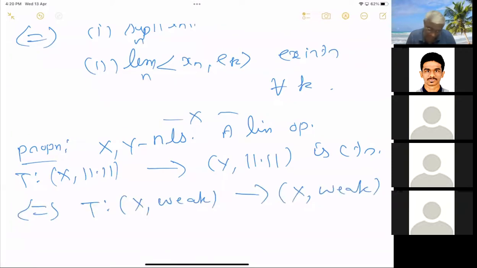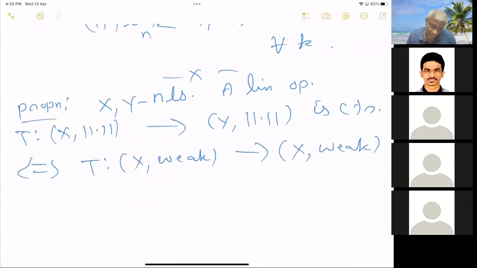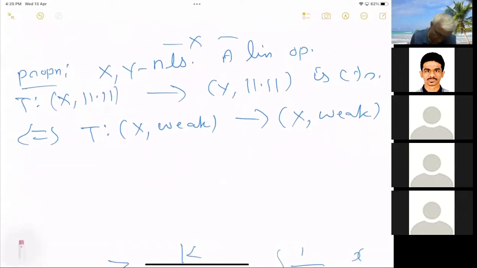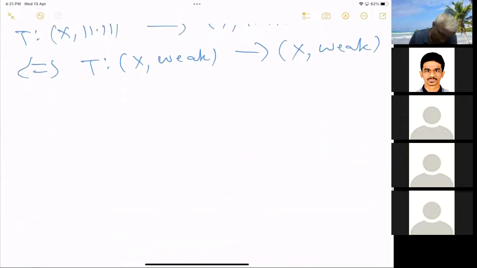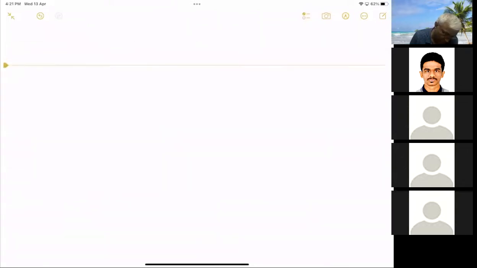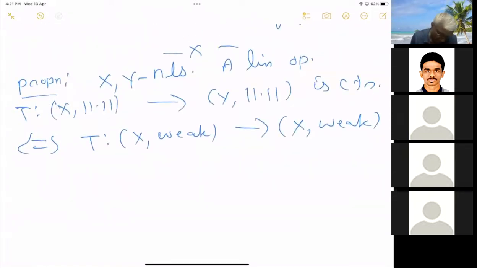Something quite nice. If you replace the weak topology with the norm topology on the range side, it will not work. If you put weak topology on both places, then it will work. Okay, proof. So why is this true? So proof.